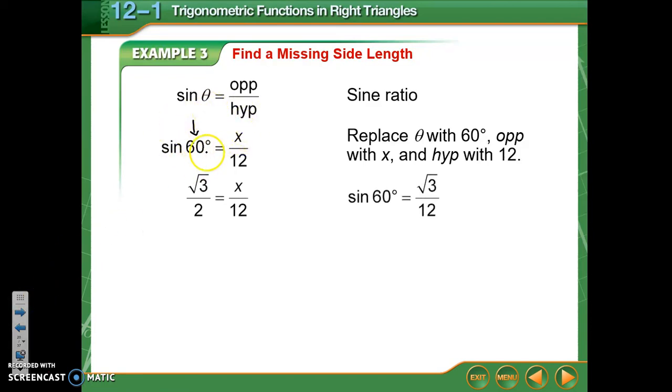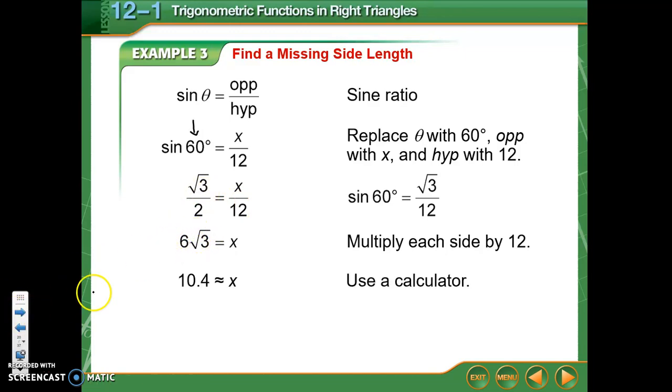Now, based on that chart we just looked at with 30, 60, 90, we know that the sine of 60 degrees is the square root of 3 over 2. Again, that's something you're going to need to know or be able to figure out. And now I can just solve. When I cross multiply here, I get 12 times the square root of 3 equals 2x. When I divide by 2, I get 6 times the square root of 3. That's my length of x. Rounding to the nearest tenth, that would give me a side length of 10.4. So that would be my missing side.